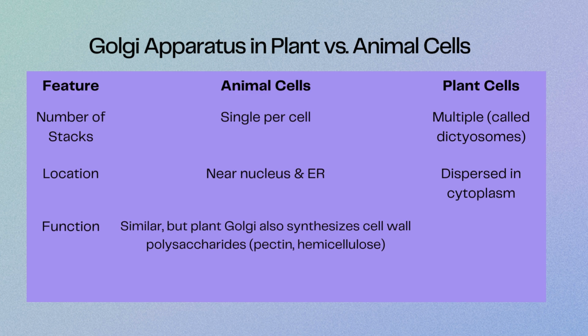Although the Golgi apparatus is present in both plant cells and animal cells, there are some differences. In animal cells, usually a single Golgi stack is found near the nucleus and close to the endoplasmic reticulum. In contrast, plant cells have multiple Golgi stacks known as dictyosomes that are spread throughout the cytoplasm, while the core function, modification, sorting, and packaging, remains the same. The plant Golgi has an added role. It is also involved in the synthesis of cell wall polysaccharides such as pectin and hemicellulose, which are essential for building and maintaining the plant cell wall.